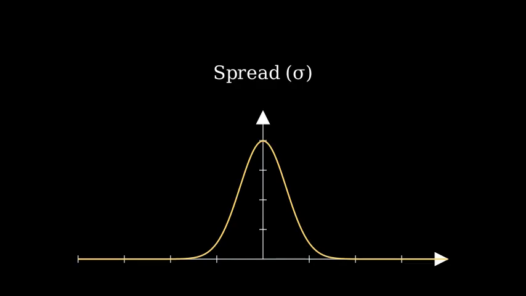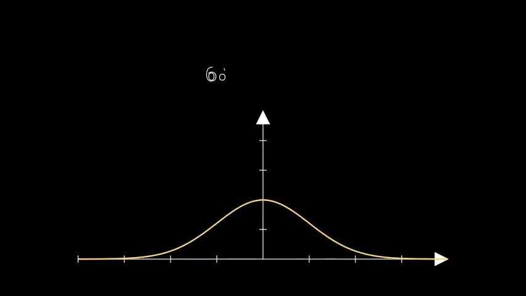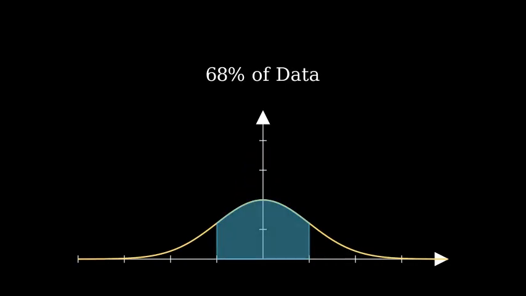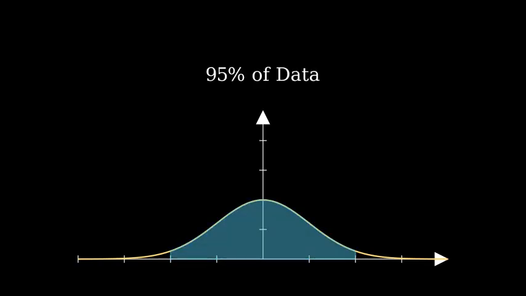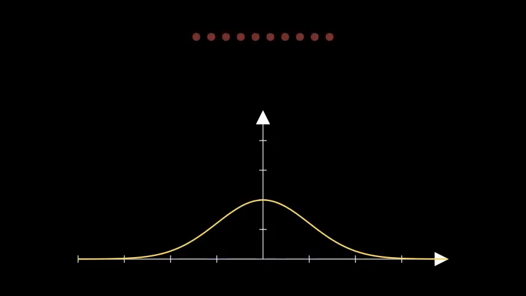Within one standard deviation, we find 68% of all our data. Expanding further, we capture 95% of the data. Watch individual points fall into place. They naturally cluster at the center to form this universal shape. This pattern appears everywhere in our world, from nature to human behavior.